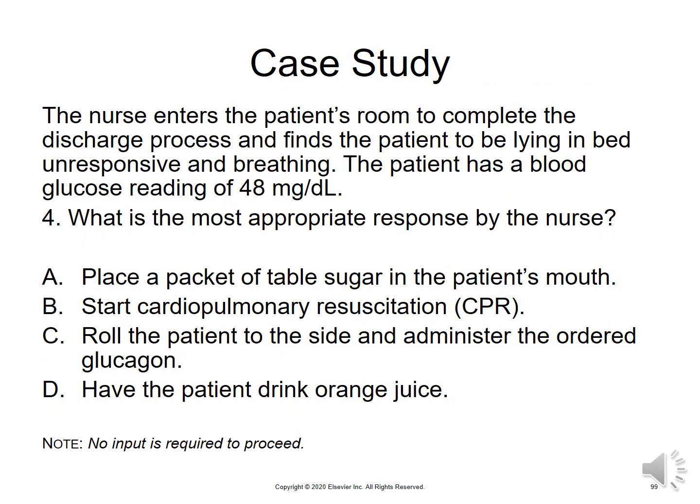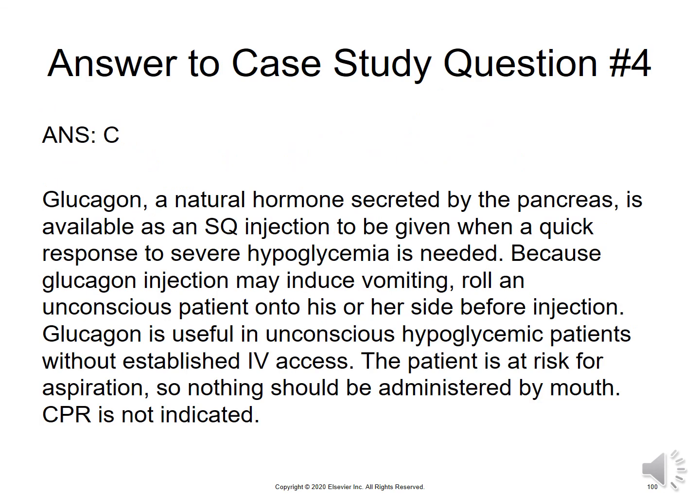The nurse enters the patient's room to complete the discharge process and finds the patient lying in bed unresponsive and breathing. The patient has a blood glucose reading of 48. What's the most appropriate response by the nurse? Place a pack of table sugar in the patient's mouth, start CPR, roll the patient to the side and administer the ordered glucagon, or have the patient drink orange juice. I think it's going to be C, yes.